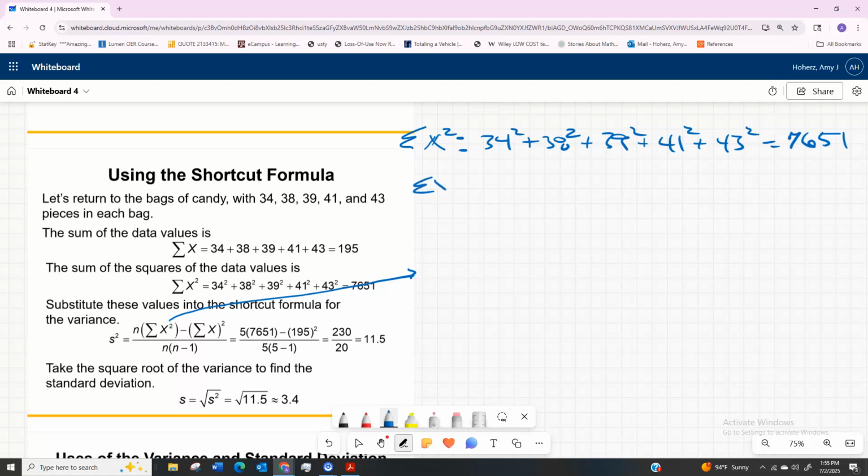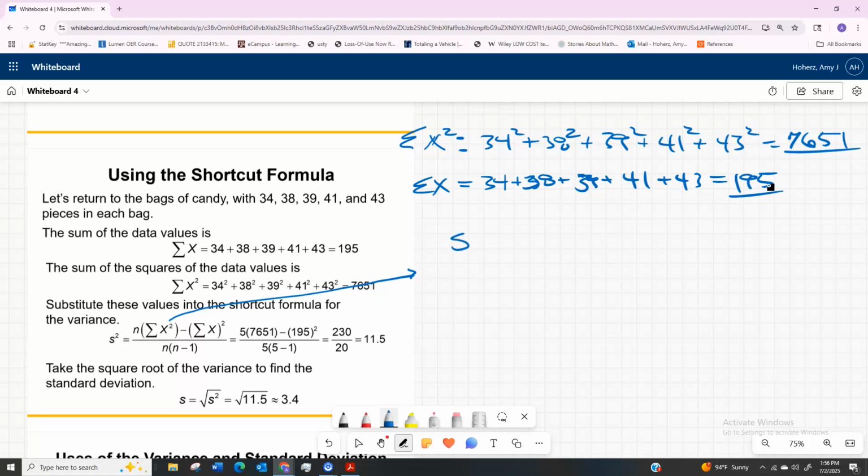The sum of the x's is much simpler. That's just 34 plus 38 plus 39 plus 41 plus 43. That comes out in this case to be 195. Okay, so just a straight addition of the 5 numbers. So now these are the 2 numbers that I need for my formula.